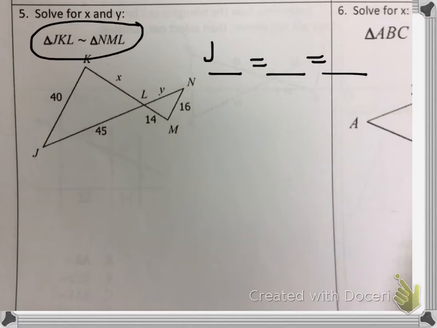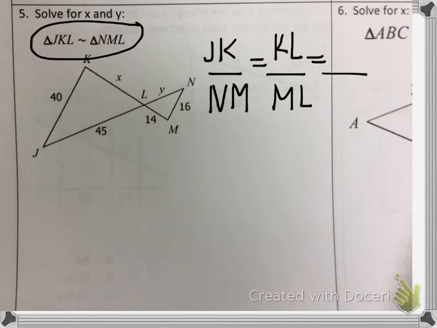So the first 2 letters are JK, and that relates to the first 2 letters of the second triangle, which is NM. Then we use the last 2 letters, KL, which relates to ML of the second triangle. And then we use the first and last letter, JL, and that corresponds to NL. So from here, we're just going to look at the picture and plug in our values.